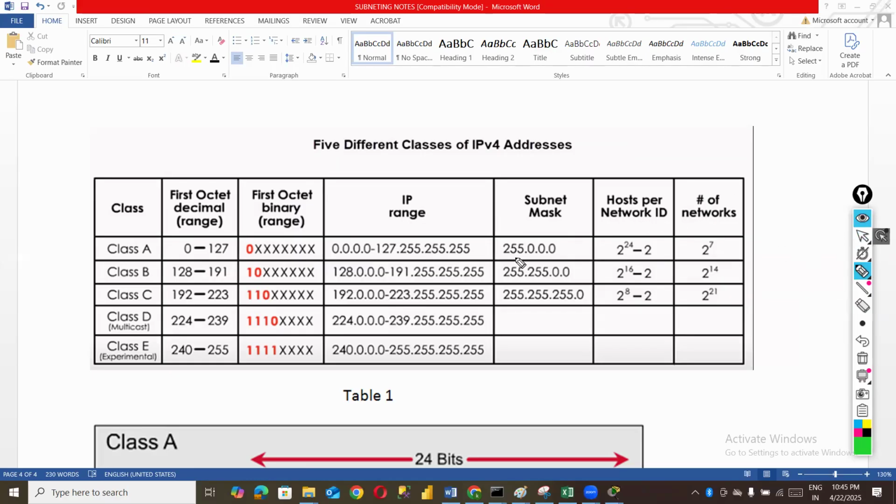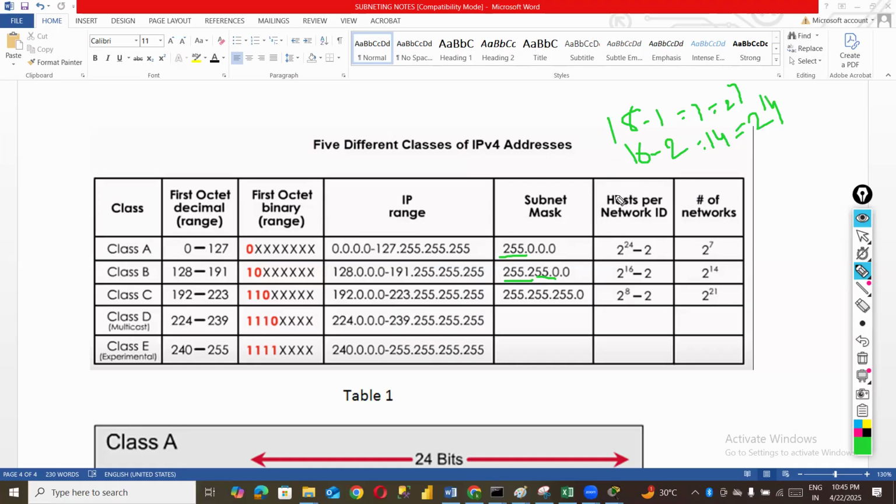So for example, for the total number of networks, the network bits are 1 in class A. So 1 octet is filled, or 8. So we can do minus 1. Why? Because 1 network bit we have, right? Like total 7. So 2 power 7 you can take. Similarly, class B, we have total 16. So how many network bits do we have? 2. So total 14. 2 power 14, right?